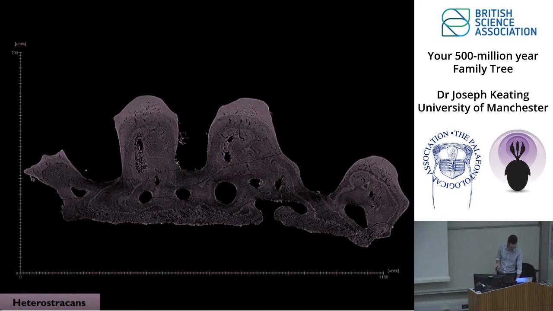And this is the kind of data that we can get out from this super powerful microscope. So we get a series of 2,000 of these slices through the scales and bony plates that we were scanning.